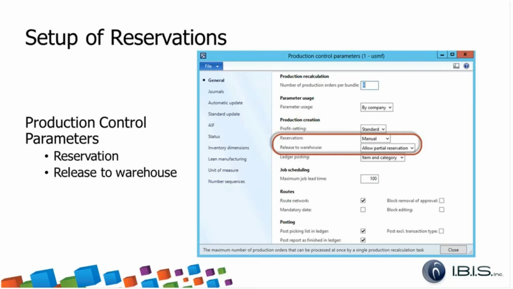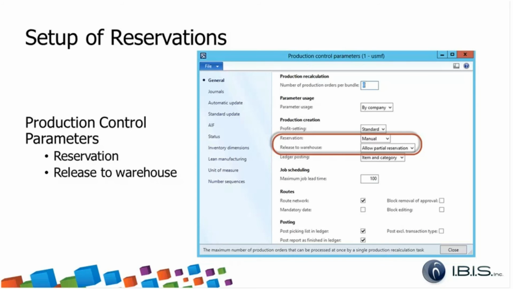So now let's look at how reservations work with production. We'll again start with necessary setups to use reservations. In the production control parameters, there's a default setup of how reservations are used on production orders. The values of this correspond to the stages of a production order, and the value will determine when in the production process the components of that production order are reserved.